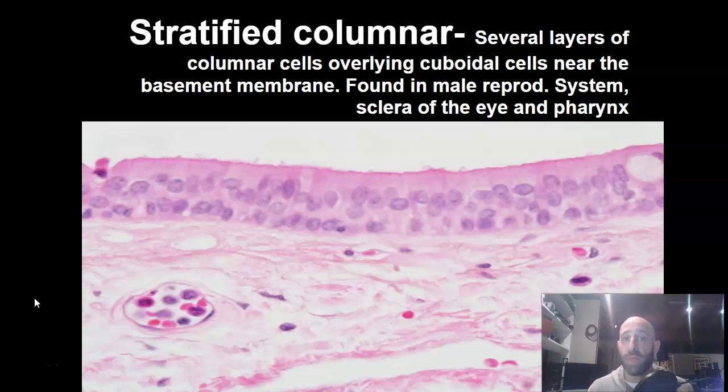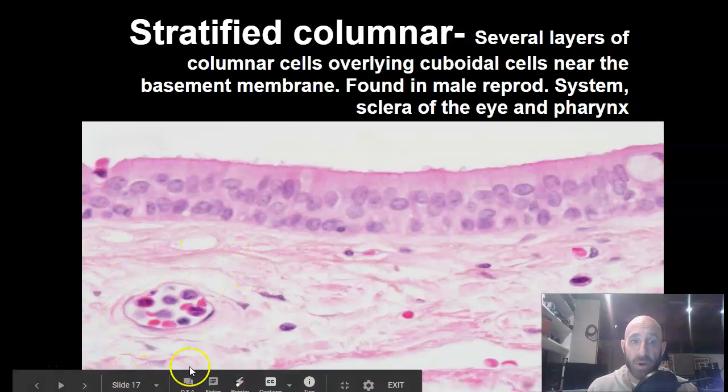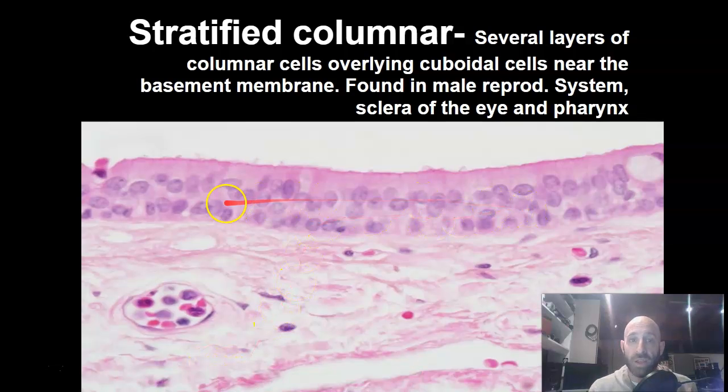Okay, let's get rolling. So what we have next is our stratified columnar. And stratified columnar is going to be a double layer of cells, and it's actually made up of columnar cells overlaying cuboidal cells. So if you take a look here, it's kind of hard to see.